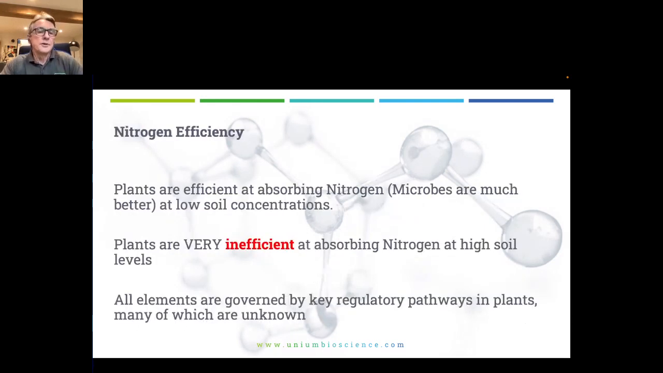If you look at nitrogen efficiency, plants are efficient at absorbing nitrogen at low soil concentrations. Biology is even better, but plants are pretty good. But where that changes, plants are very inefficient when we have high levels of nitrogen in the soil. So when we're putting on our high levels of fertilizer, then you will see the efficiency decrease. And we know that elements are governed by key regulatory pathways in plants, many of which at the moment are unknown. But there are some that are becoming clearer and more well researched.